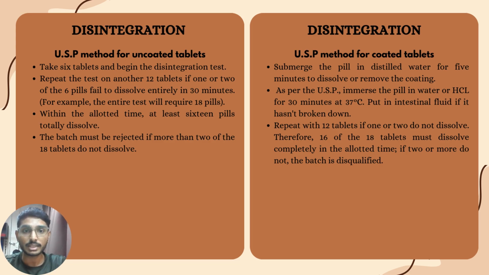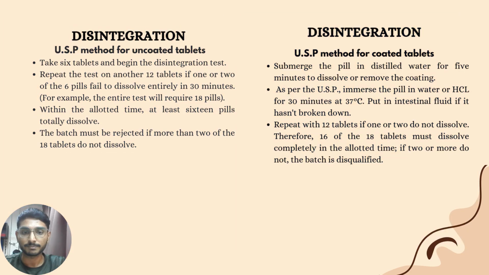As for the coated tablets, we will submerge the pill in distilled water for 5 minutes to dissolve or remove the coating. As per the USP, immerse the pill in water or HCl for 30 minutes at 37 degrees Celsius and put it in the intestinal fluid if it hasn't broken down. Repeat it with 12 tablets if 1 or 2 do not dissolve. Therefore, 16 of the 18 tablets must dissolve completely in the allotted time. If 2 or more do not, the batch is disqualified.